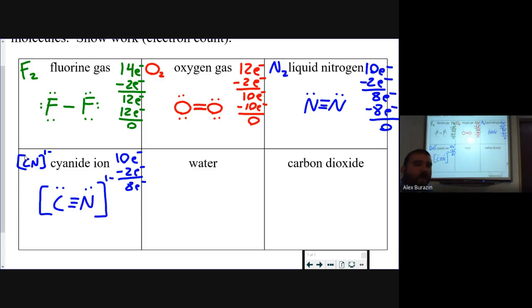Water. All right, now we're on to our first example of something with more than 2 atoms. We have 3 atoms in a molecule of water. We have H2O. Total valence electrons to work with: each hydrogen has 1, oxygen has 6. Again, that's coming from your periodic table, right? It's the column number. So I have 8 electrons to work with.